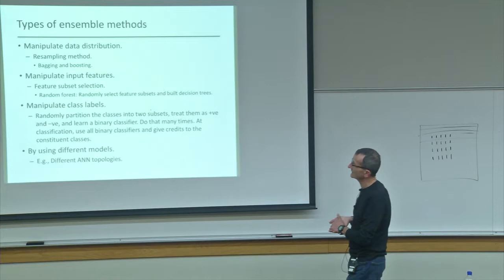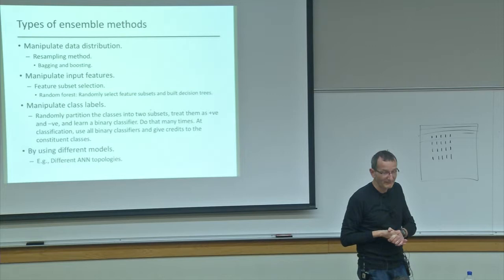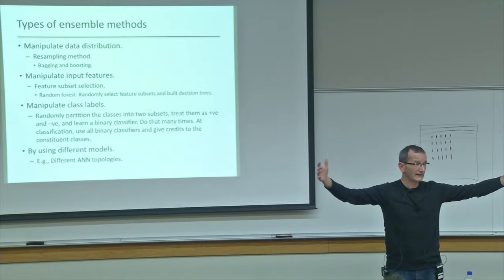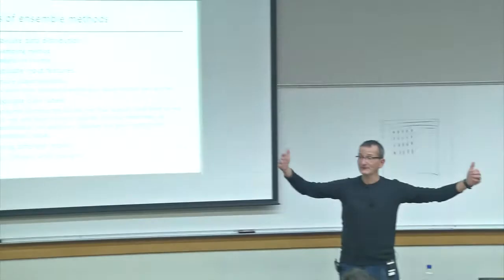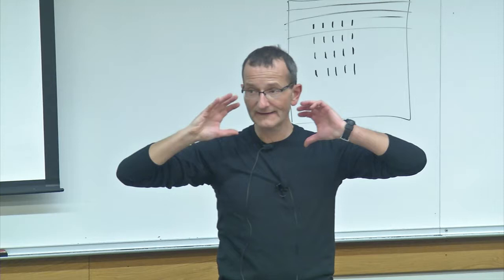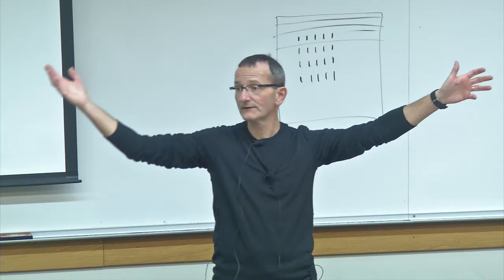There are methods like bagging and boosting, if you have ever heard of those. Or you manipulate input features, like feature subset selection. What random forests do is, if my training record is described by 100 features, they create training sets containing only random subsets of those features. Each such training set is fed to a decision tree, and I build 100, 200 decision trees, and then I vote.